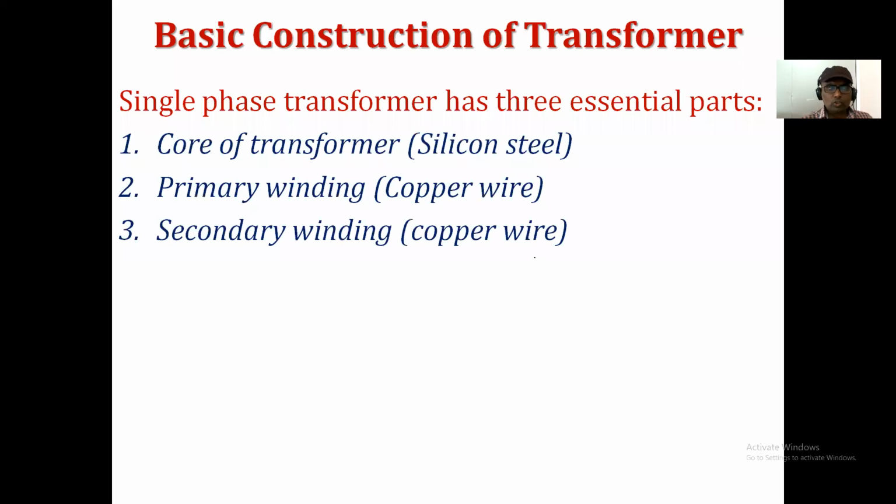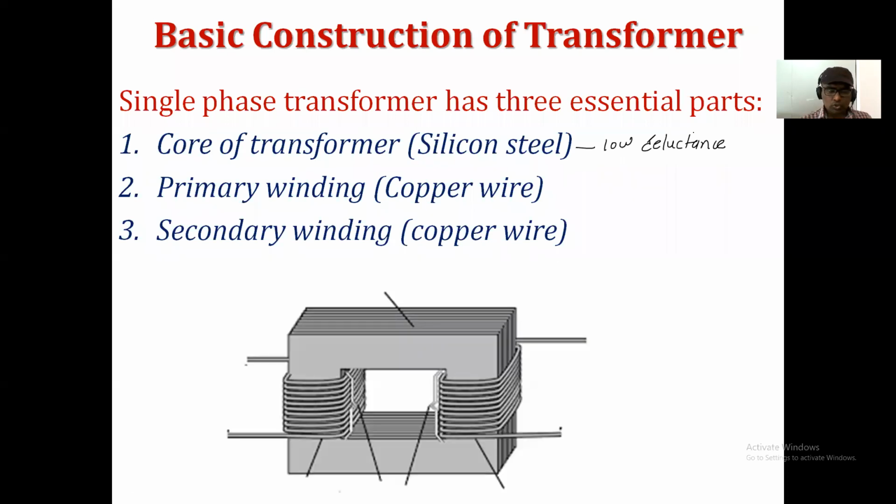Then we discussed the basic construction. A transformer has three essential parts. One is the core of the transformer, which is made with silicon steel. Why is this material used? Because it offers a low reluctance path. Then the second is the primary winding, and the third is the secondary winding, and both windings are made up of copper material. So this is the basic construction view of the transformer.